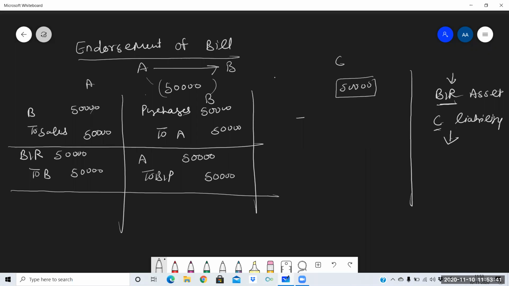So what could be the journal entry on the basis of the rules of debit and credit? Please tell me. On one hand, the asset is decreasing and on the other hand, the liability is decreasing. C is a liability as a creditor and BR is an asset. Asset is decreasing, liability is decreasing. So what journal entry will be passed?